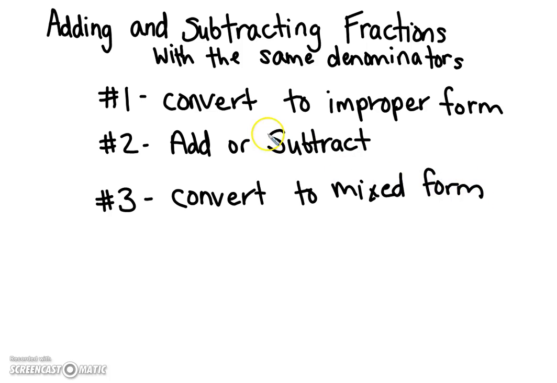Step 1, convert to improper form. Step 2, add or subtract. And then step 3, to convert it to mixed form. So I'm going to show you how that works.